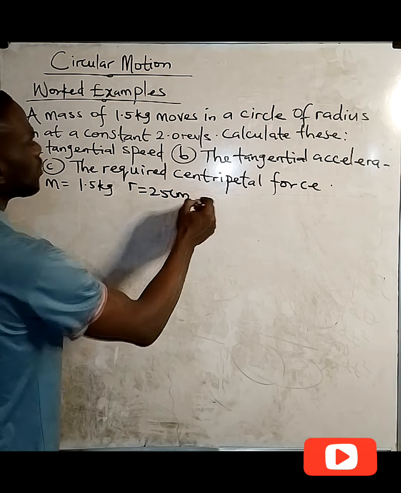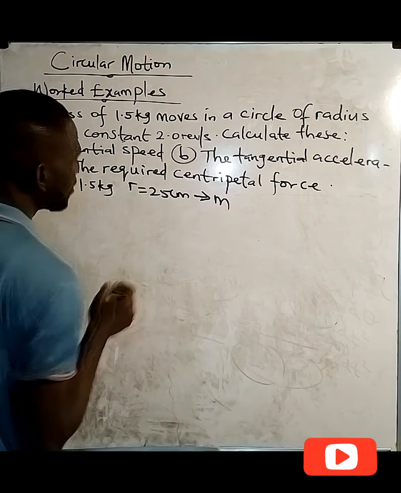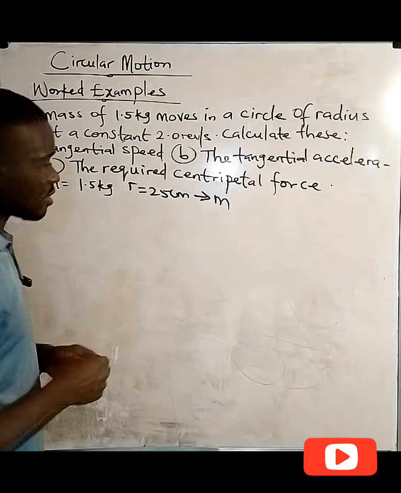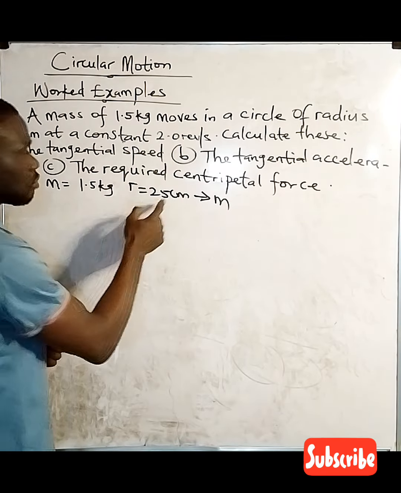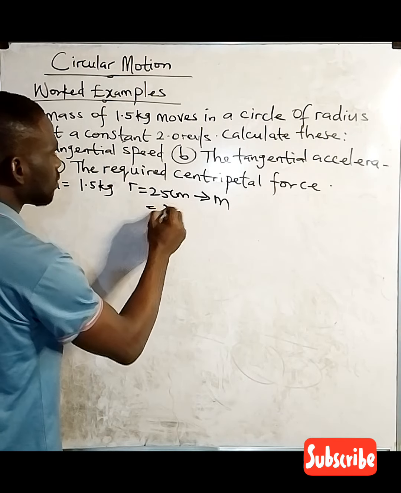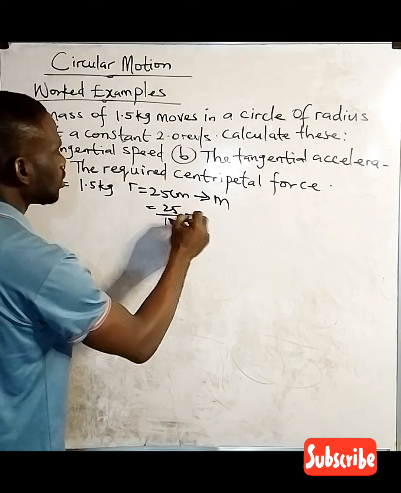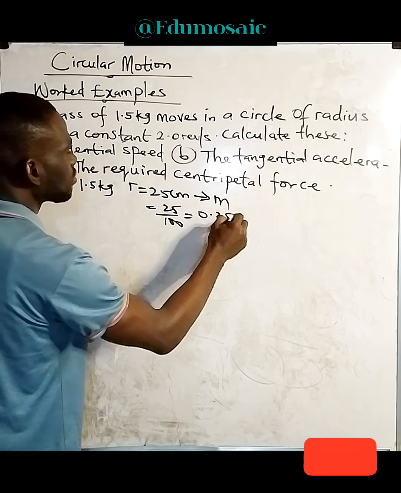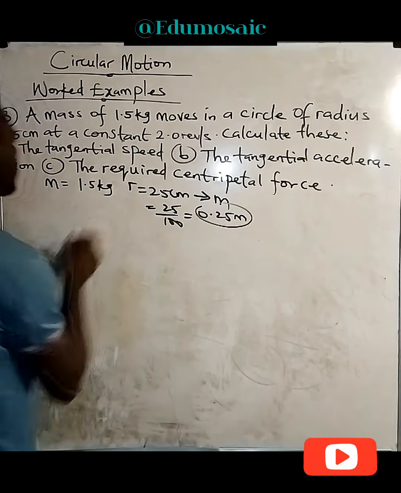Don't forget, the radius should be in meters. So 100 centimeter make 1 meter. So if 100 centimeter makes 1 meter, then 25 centimeter is going to be 25 divided by 100, which will give us 0.25 meter. So all this is sorted already.